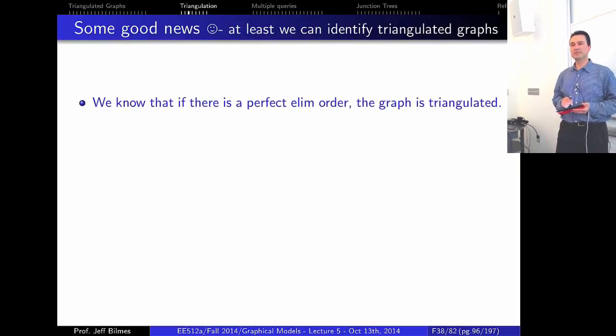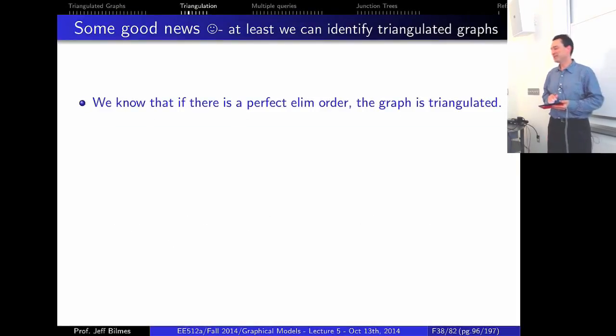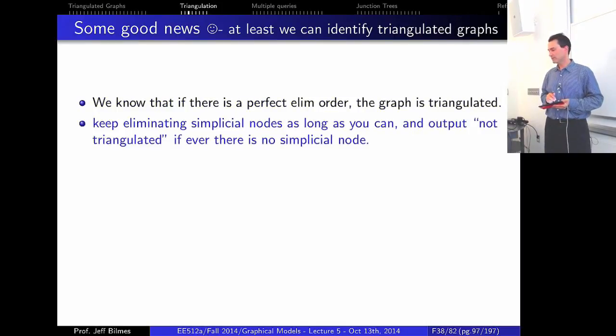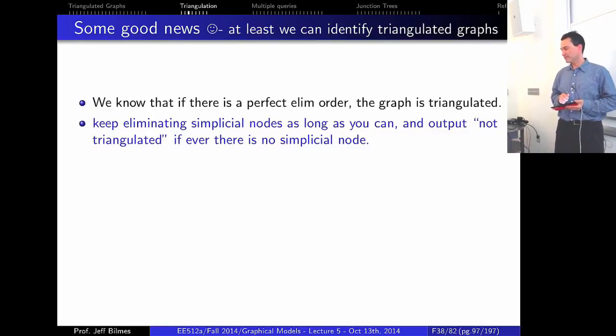Okay. Any question about the good news? So the good news is, well, we've already seen this, that if it is the case that there is a perfect elimination order, the graph is triangulated, right? And what we could do is use that fact to test for chordality.